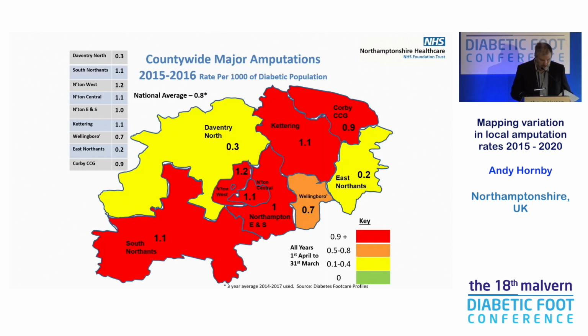And so the results. When the results were plotted using the RAG rating for major lower limb amputations by rates per thousand, for the baseline year of 2015, we showed multiple localities lying in the red category, indicating rates and numbers above the national average.